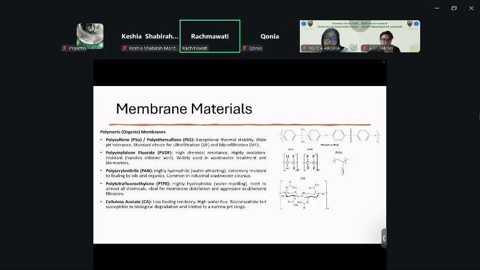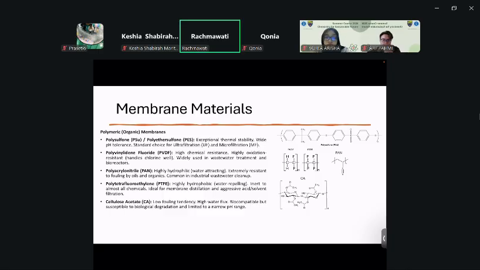We also have PTFE. It's highly hydrophobic, which repels water, and it's inert to almost all chemicals due to the presence of four fluorines in the structure. It is ideal for membrane distillation and some aggressive acid or solvent filtration. So it really depends on what types of substances are inside the feed solution that you want to filter off. And then there is also cellulose acetate.